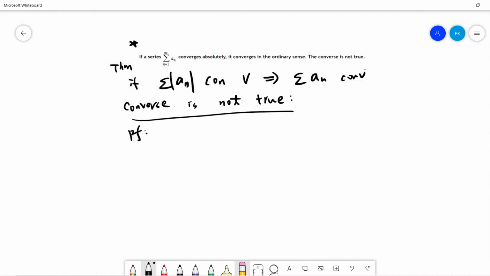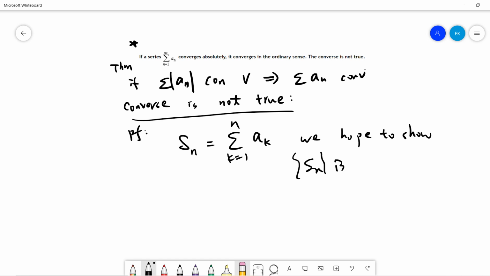So the proof idea is that we can let Sn be the sum of ak for k from 1 to n, and we hope to show that Sn, n from 1 to infinity, is Cauchy. From the real number results, we know that the limit as n goes to infinity of Sn exists, since Sn is Cauchy, by completeness.